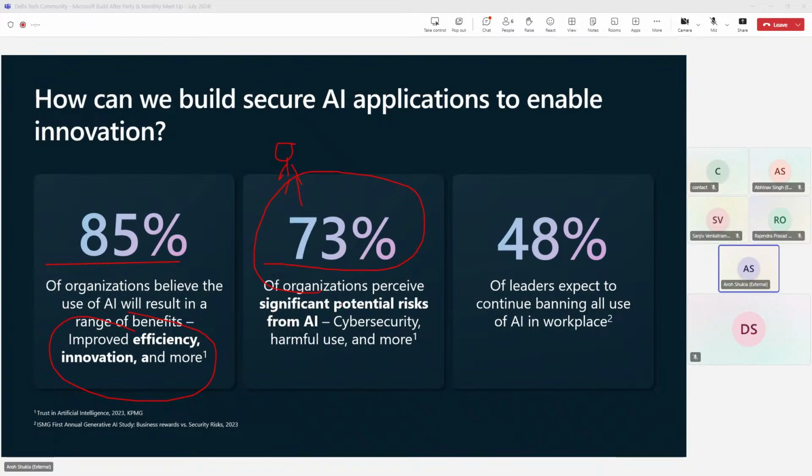So many organizations see a lot of potential risks in AI in terms of cybersecurity and harmful things. And I'm not talking about Microsoft tech, but it's actually across the board. These figures are coming from there. And I tell you this figure: what is 48%? Many organizations have banned AI. Now you think, okay, it's small companies? No, very big companies. I'll give you the names, you will be surprised.